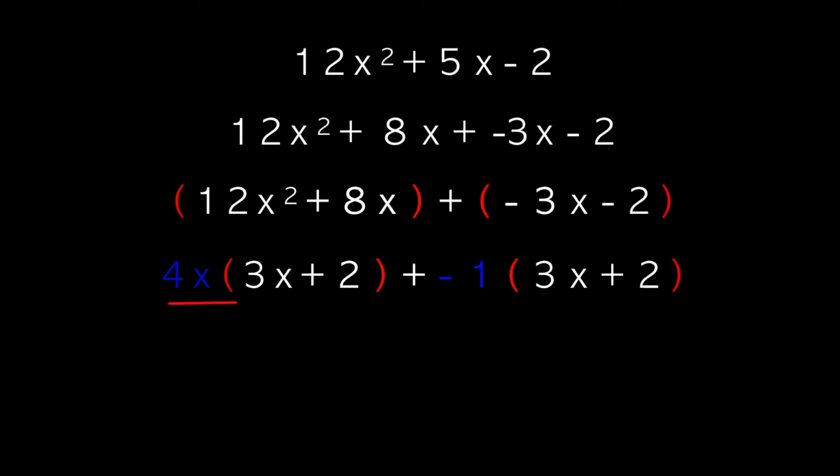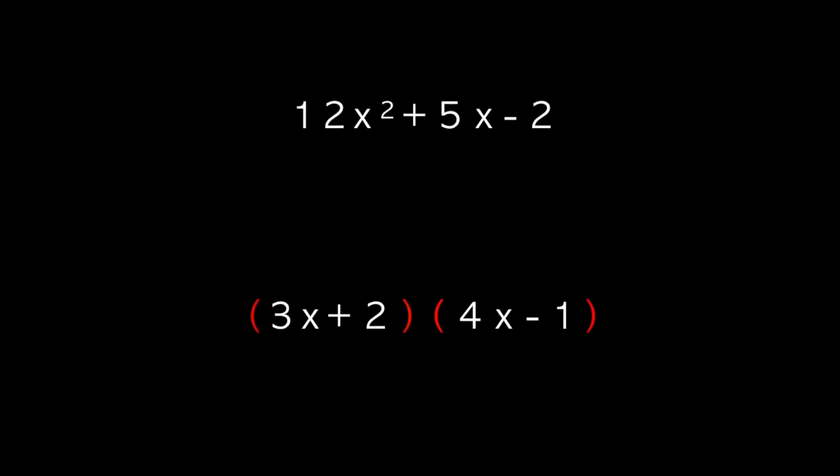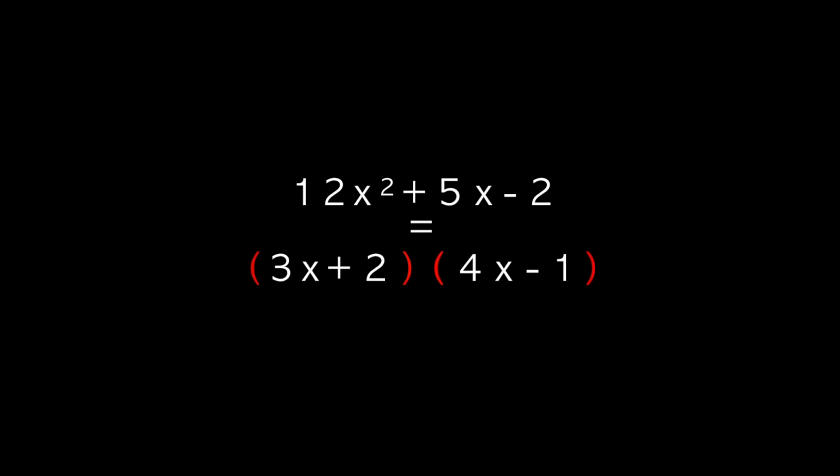Now 4x times 3x plus 2 plus negative 1 times 3x plus 2 has the greatest common factor of 3x plus 2. And if we take that out, we are left with 3x plus 2 times 4x minus 1, which is the final answer. 12x squared plus 5x minus 2 in factored form is 3x plus 2 times 4x minus 1.